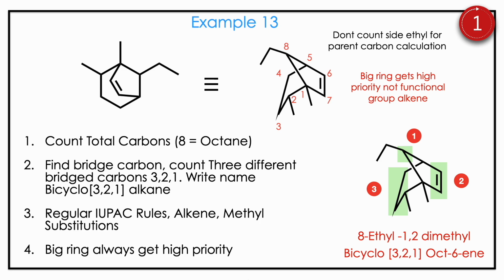Then if you look at the bridged carbons, 3, 2, 1 on the sides, 3 carbons in the big bridge, 2 in the alkene, 1 in the ethyl group. So the name will have the ethyl group on the 8th position, dimethyl groups on the 1, 2 positions, and the alkene on the 6th position. Alkene is the parent, it will come as the suffix. So the name will be 8-ethyl-1,2-dimethylbicyclo 3,2,1 oct-6-ene. So the ring priority and the numbering, you should be very careful.